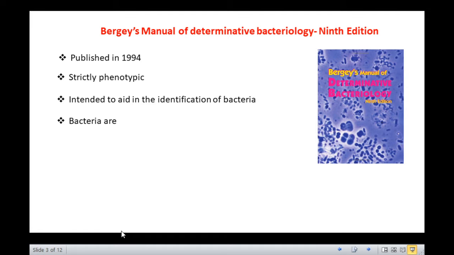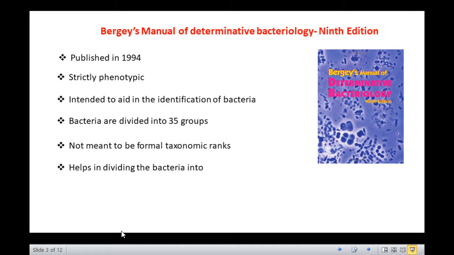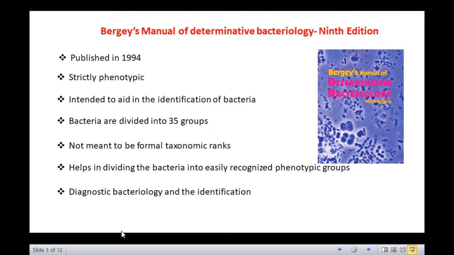The bacteria are divided into 35 groups, which are comparable to the parts in the 8th edition and the sections in the systematic volumes. These groups are not meant to be formal taxonomic ranks but help in dividing the bacteria into easily recognized phenotypic groups, which is more useful for diagnostic purposes. This manual is intended to be a prime resource for bench workers and all who are engaged in diagnostic bacteriology and the identification of isolates.